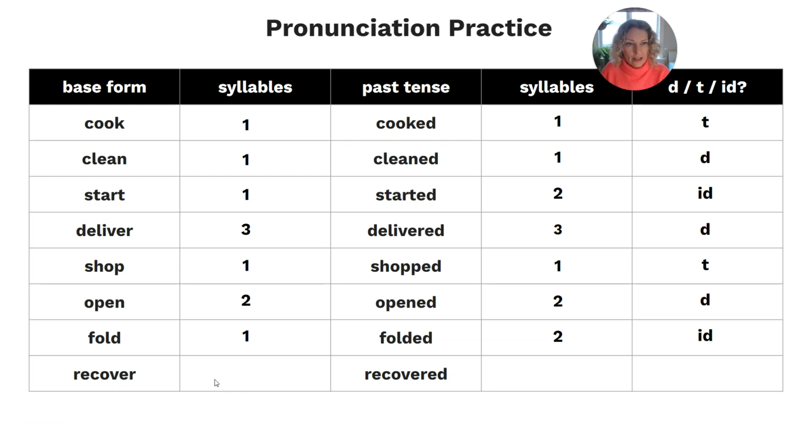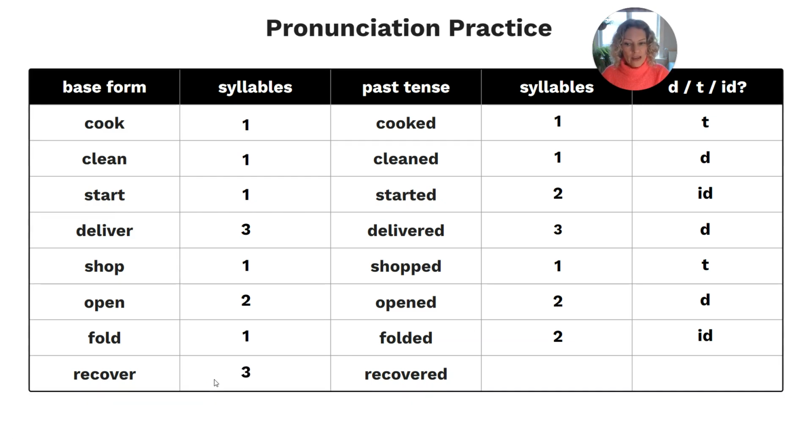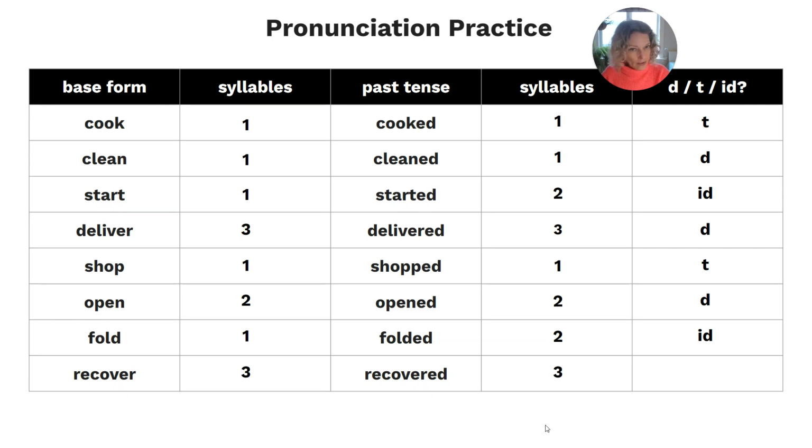Recover, how many syllables? Recover. There are three vowel sounds. So how many syllables in the past tense for this verb? It does not end in T or D, so it should only have three syllables. Recovered, not recovered. It's recovered with just a D sound at the end.